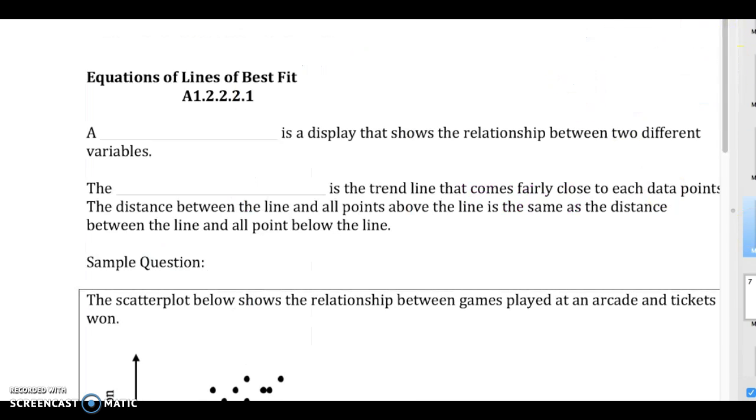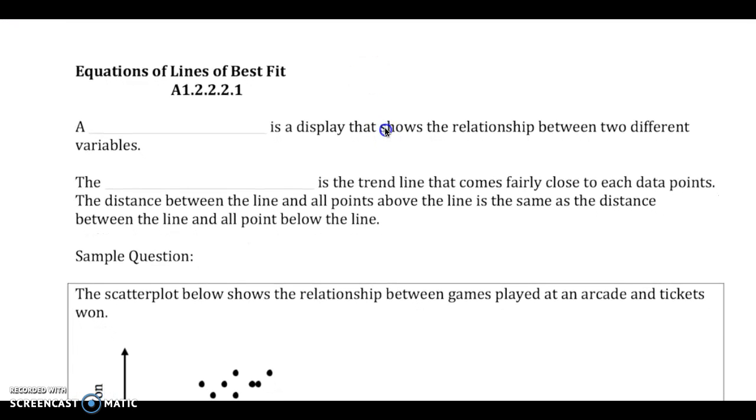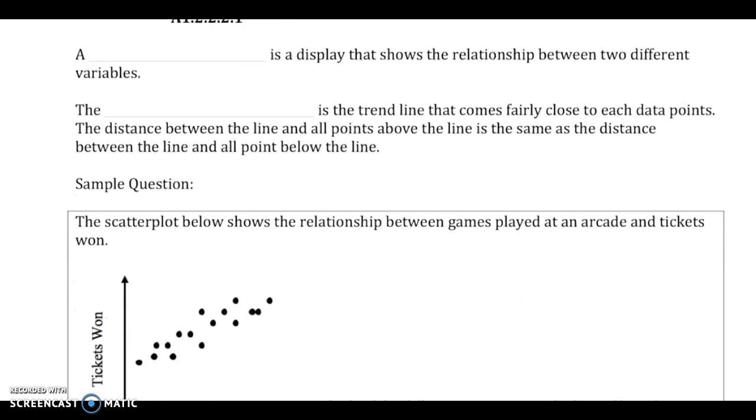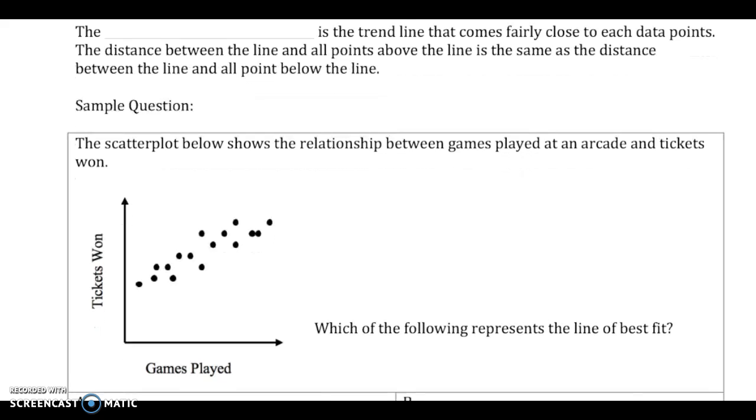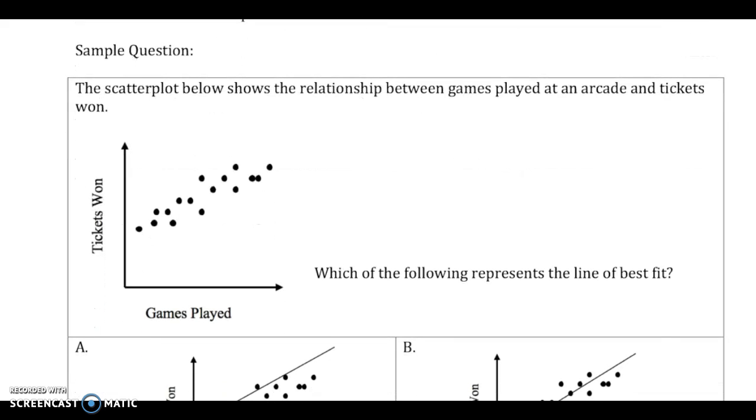And finally here, we are looking at lines of best fit. And remember, with a line of best fit, it's just going to show a trend, okay? So we use scatter plots to kind of help us. So scatter plots is going to go here. And the line of best fit is going to be the trend line that comes fairly close to each of the data points. And with these, again, they're going to give you an example of a scatter plot.